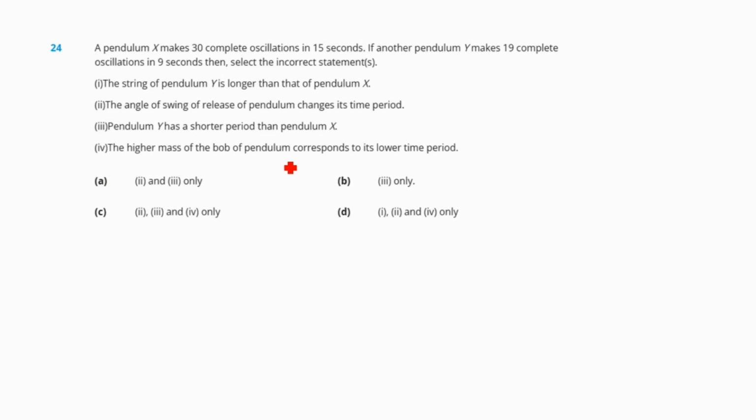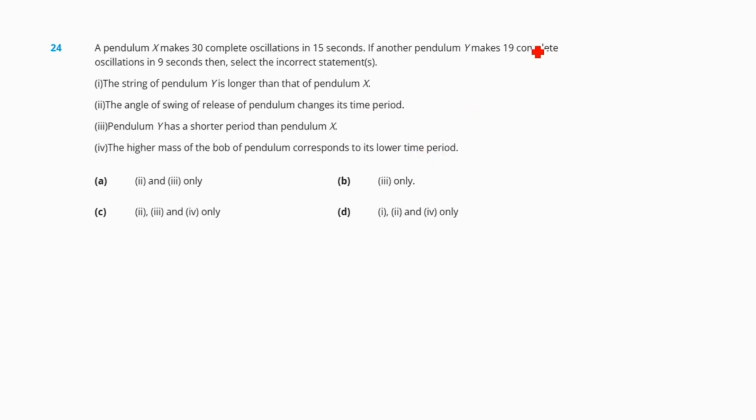Question number 24. A pendulum X makes 30 complete oscillations in 15 seconds. If another pendulum Y makes 19 complete oscillations in 9 seconds, then select the incorrect statement, right? So here we can see, the first statement is the swing of pendulum Y is longer than pendulum X. The angle of swing of release of pendulum changes its time period. 3 says pendulum Y has a shorter period than pendulum X. And 4 says the higher mass of the bob of pendulum corresponds to its lower time period, right?